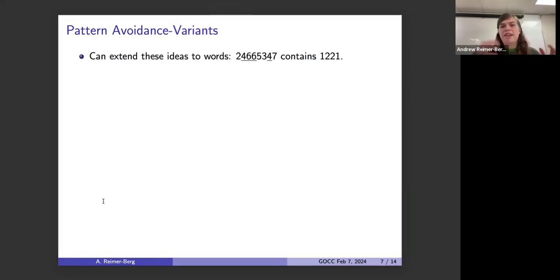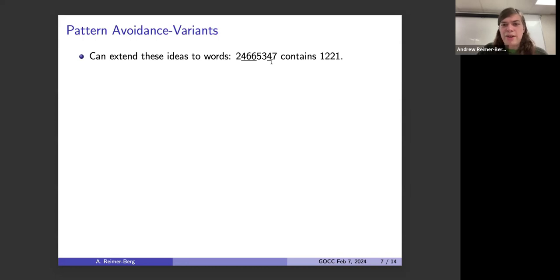And so we can extend this idea to words as well as just permutations, both on the sigma side and on the pi side. So here we can also say that 24665346 contains 1221, because if we look at the subword that I have underlined here, 4664, that's the same relative order as 1221.